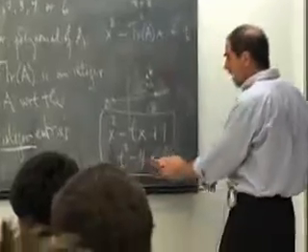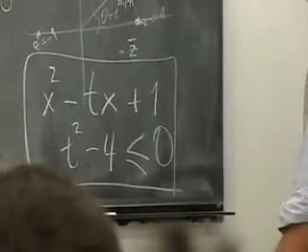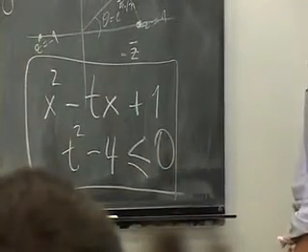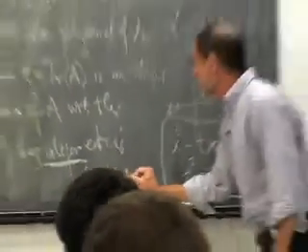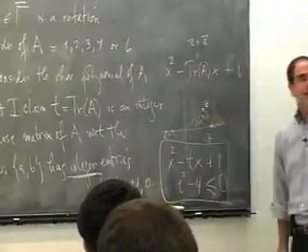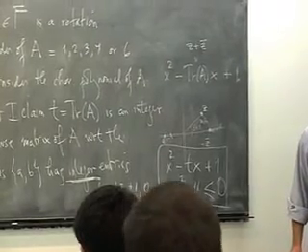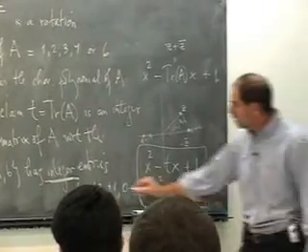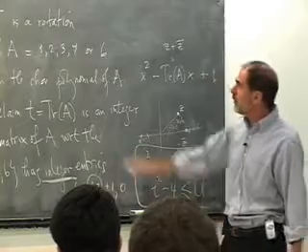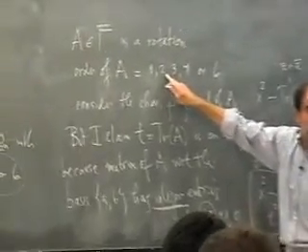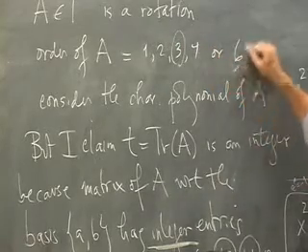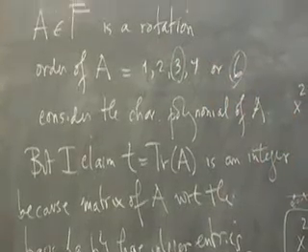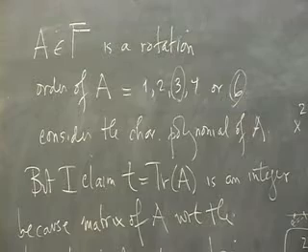Okay. Well, if the trace is an integer and t squared minus 4 is less than or equal to 0, that does not give too many possibilities for t. T can be equal to plus or minus 2, plus or minus 1, or 0. That's it. Plus or minus 2, those are the transformations of order 1 and 2. Plus or minus 1, those are the rotations of order 3 and 6. And 0, that's the rotation of order 4.